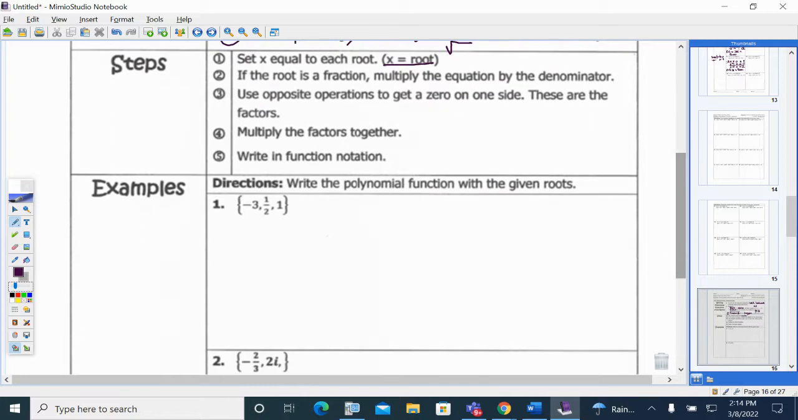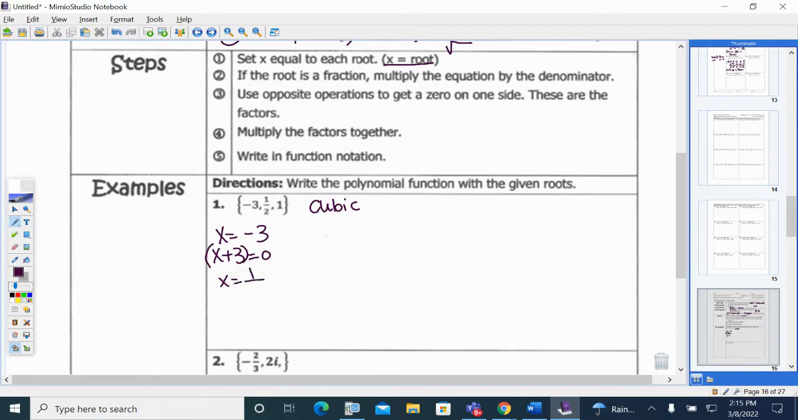So looking at example number 1, we want to write the polynomial function with the given roots. So I got 3 solutions here, which tells me that that should be x cubed. This would be a cubic function when we're done. There are 3 solutions. X times x times x is x cubed. So the first step is to take x equal the number, so x equal the root, and then we're going to use opposite operations to make it a factor. So add the 3, x plus 3 equals 0. So there's my first factor.